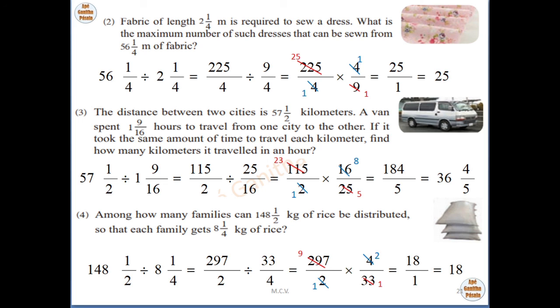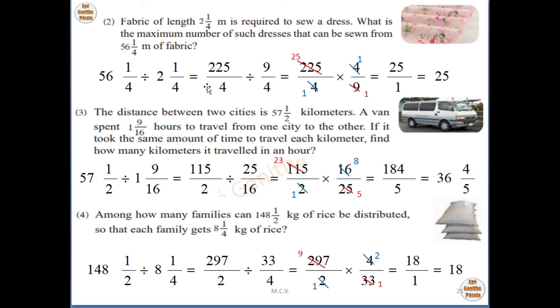Next problem of that exercise. Fabric of length 2 and 1/4 is required to sew a dress. What is the maximum number of such dresses that can be sewn from 56 and 1/4 meters of that fabric? The bigger part is 56 and 1/4. That should be divided into small parts. The length of a small part is 2 and 1/4. So divide 56 and 1 over 4 by 2 and 1 over 4.